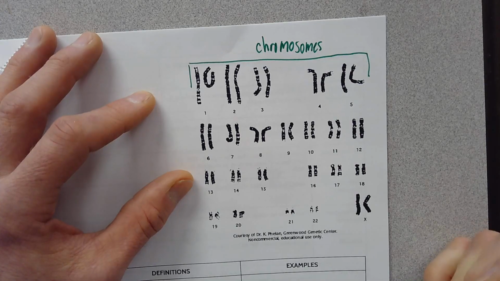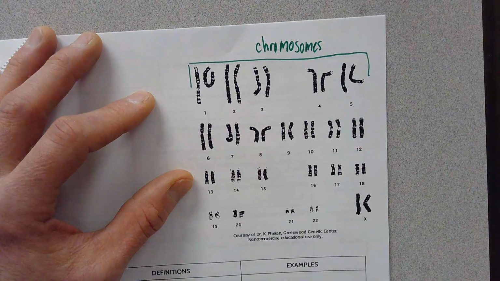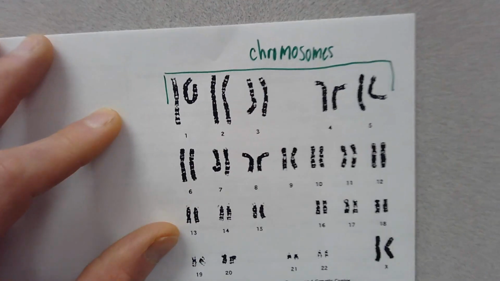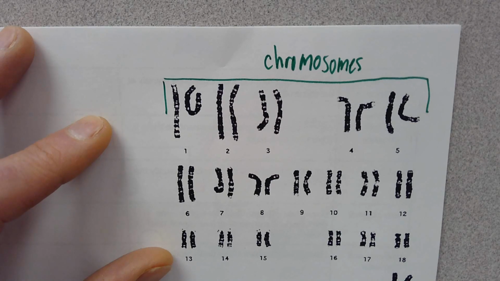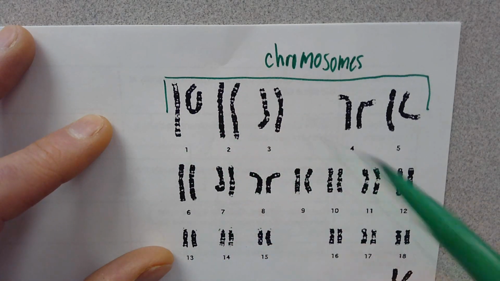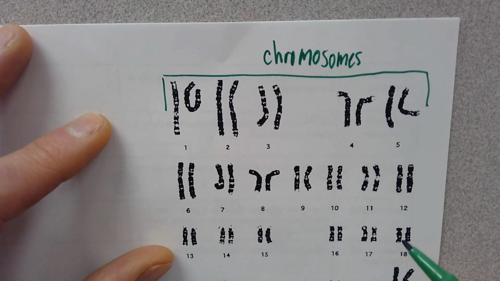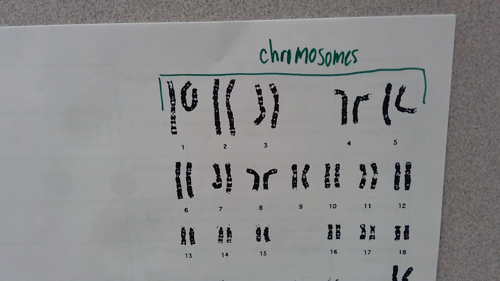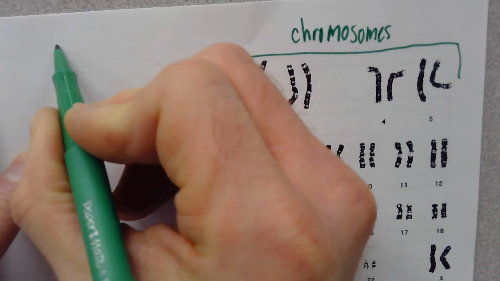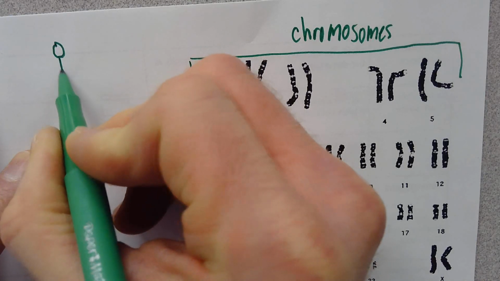Now, as she pointed out, we don't know which one of these is from the mother and which one is from the father. Just looking at it. But we know that we have to have one from each parent. This is a normal cell. This isn't in a sperm cell or an egg cell. It's in a normal cell. So I'm going to show some quick symbols.